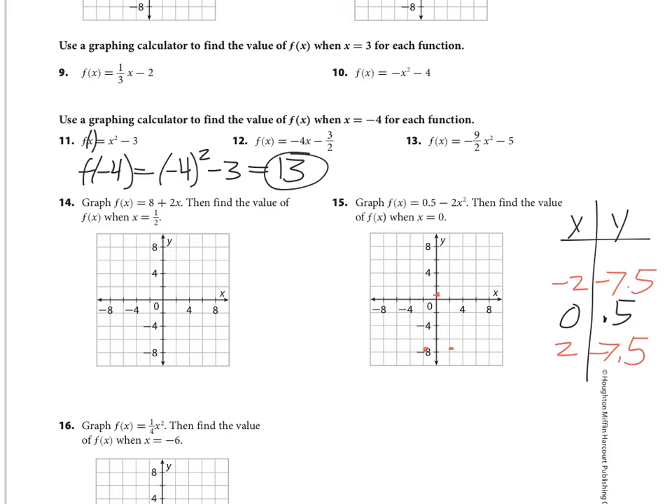I could try 4, but I have a feeling it's going to go off the graph, and the reason is 4 squared is 16. 16 times 2 is 32. That's way, way too big. But this is all I need to get my curve anyway. So if I graph this, there's my curve, my parabola, I called it earlier, and there's my value for 0.